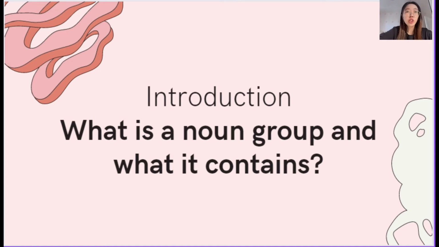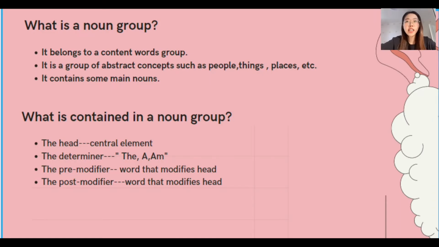Actually, for the introduction, I want to share with you the definition of a noun group and what it contains. In fact, a noun group belongs to a group of words. It's a group of abstract contents such as people, things, and places, and so on. And it also contains some mass nouns.